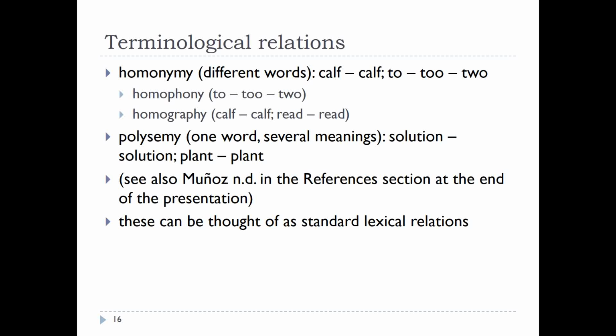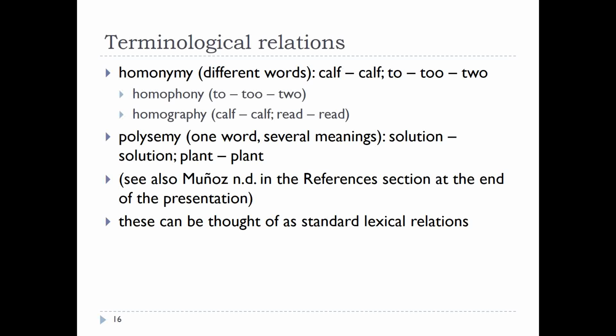Going on, there is something called homonymy, which you may be familiar with. This is when you have different words which either look the same, sound the same, or both look and sound the same. The term homophony is used to refer to terms that sound the same but don't necessarily look the same, and homography refers to the opposite, terms that look the same but don't necessarily sound the same, as would be the case in the latter pair of examples, read and read.